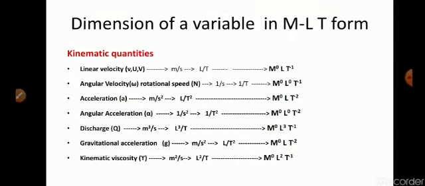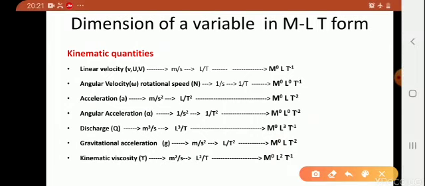Next is kinematic quantities. See, linear velocity. Linear velocity is represented by u, v, and capital U, and its unit is meter per second. Meter means length, and second means time, so length per time. If I take T in the numerator, it becomes T raised to minus 1. Since in this case mass is not there, so M raised to 0, L is in the numerator, T is in the denominator. When I take it into the numerator, it becomes T raised to minus 1.